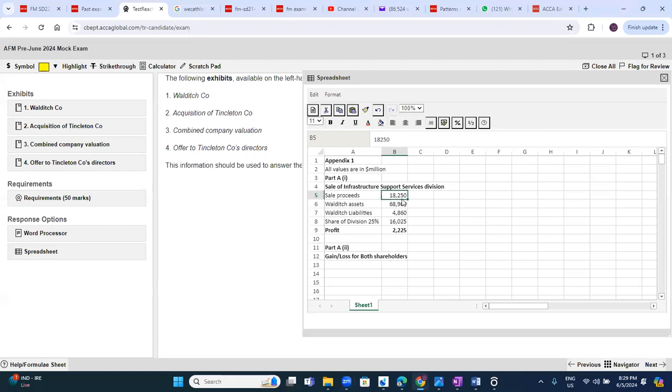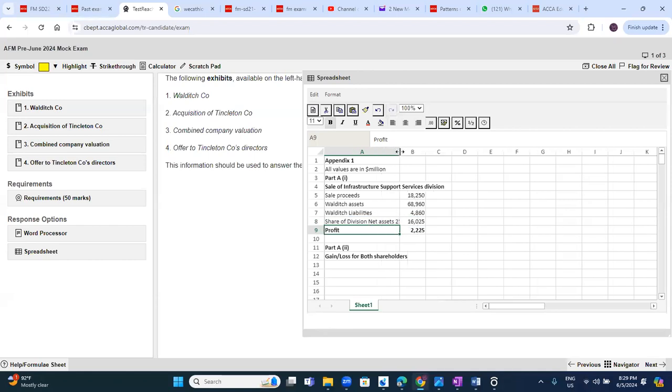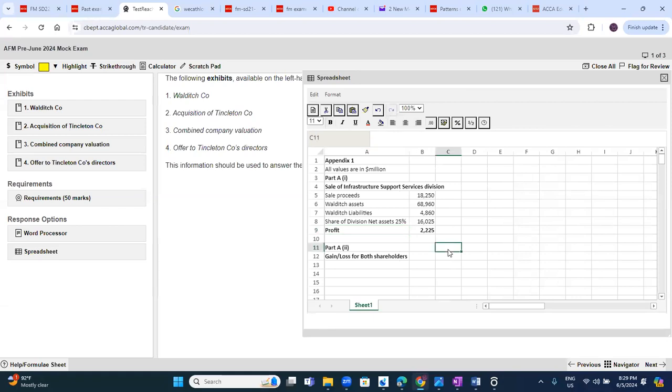Okay. Sale proceeds minus the share of dividend, that is 25%. Share of dividend, net assets. You can write this even. Now let's calculate gain or loss for both shareholders. Remember how to do it. We need to calculate the market value of both companies, plus we also need to calculate the combined market value.